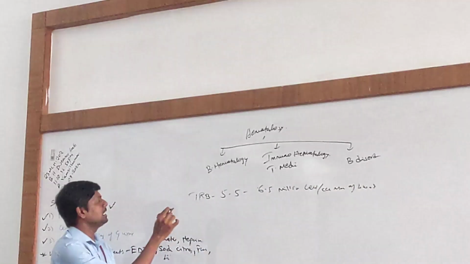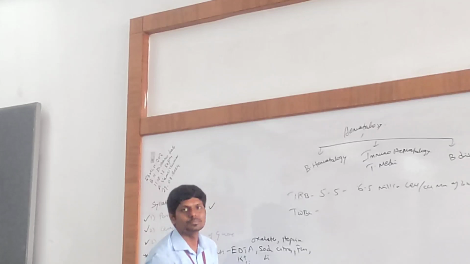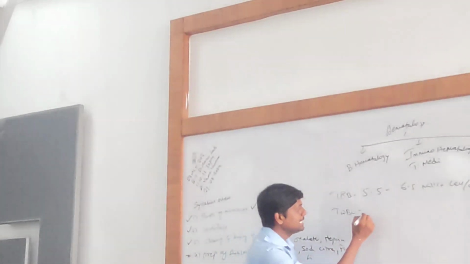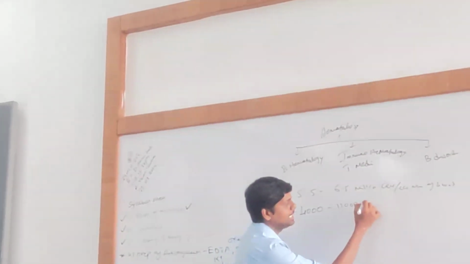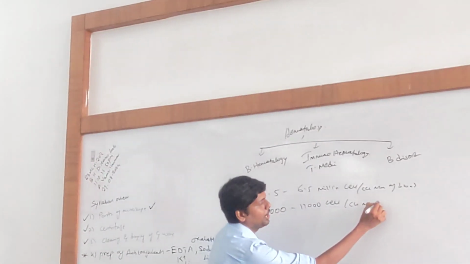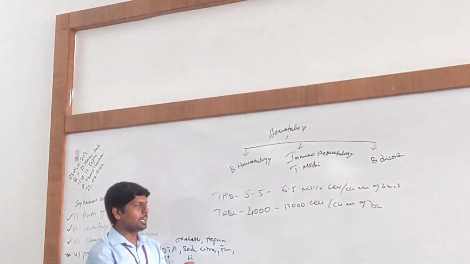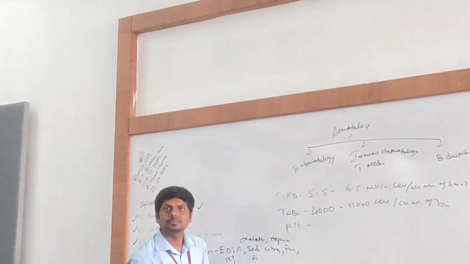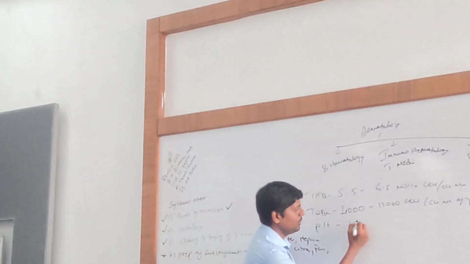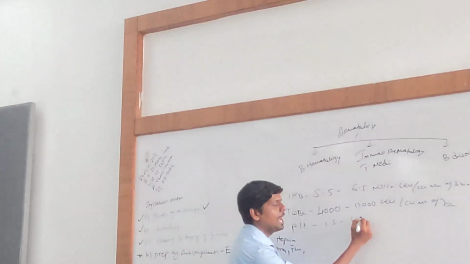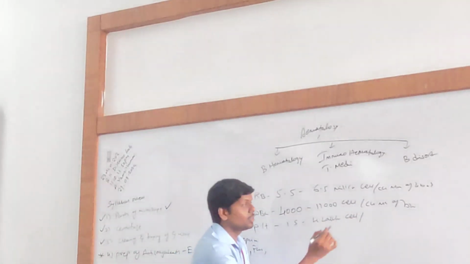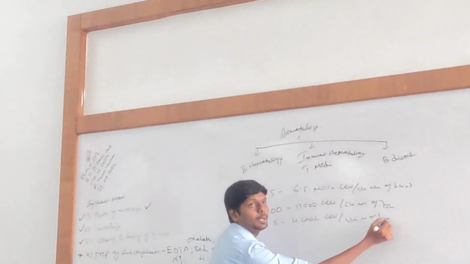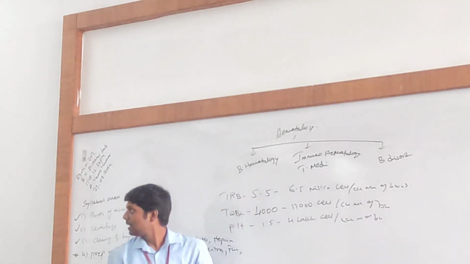Very good. Then what is the TWBC count? Yes, 4,000 to 11,000 cells per cubic millimeter of blood. What is the normal platelet count? 1.5 to 4 lakh cells per milliliter of blood. Keep in mind, this value is very important. Never make mistakes in that aspect.